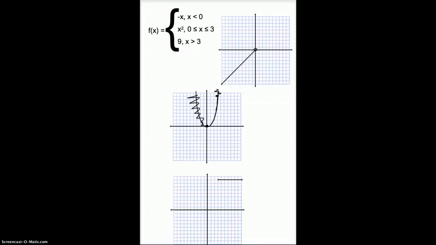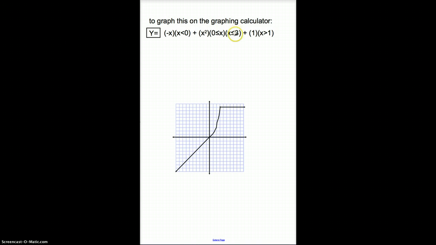All right, so then that's the notation for values between 0 and 3, including 0 and 3. And then this is the function 9, for values greater than 3. And that's what your function looks like.